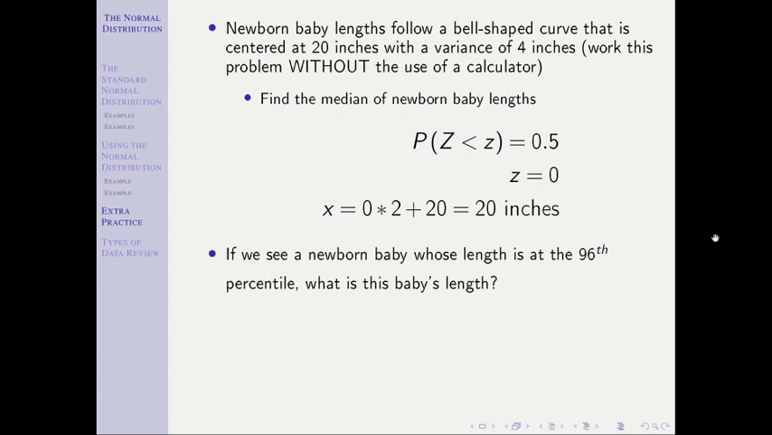And the last one: if we see a newborn baby whose length is at the 96th percentile, what is the baby's length? Similar concept to the previous problem, but now we actually are going to have to go to the table to figure out what is the z-score that has an area to the left of 0.96. Because percentiles are to the left, that is nice and simple. We just get to look up this number.